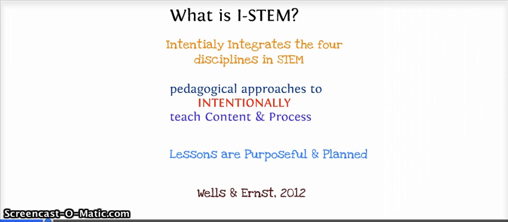What is iSTEM? Integrative STEM education is defined as the application of technological engineering design-based pedagogical approaches to intentionally teach content and practices of science and mathematics education concurrently with content and practices of technology engineering education. Integrative STEM education at the natural intersections of learning within the continuum of content areas, educational environments, and academic levels. Professors Wells and Ernst, Virginia Tech, 2012.